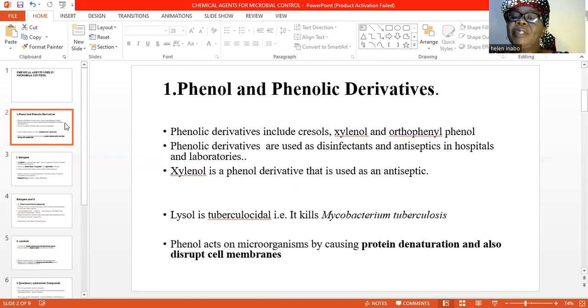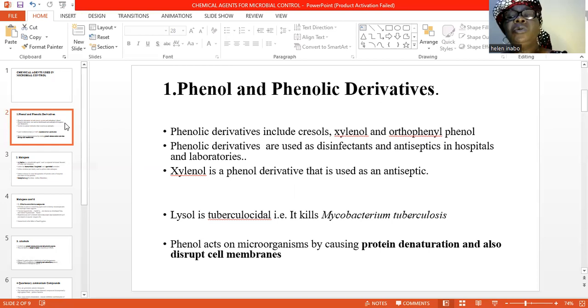Lysol is a phenolic derivative which is known as tuberculocidal because it kills Mycobacterium tuberculosis, that is the causative agent of tuberculosis. The suffix "cidal" means to kill. That is, in this case, Lysol kills Mycobacterium tuberculosis. And it is used to dispose sputum in hospitals.